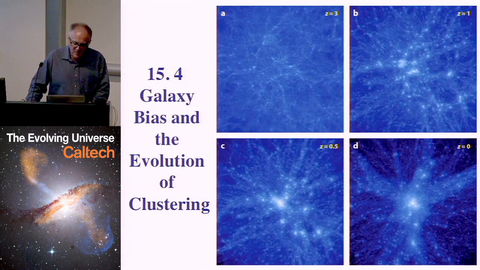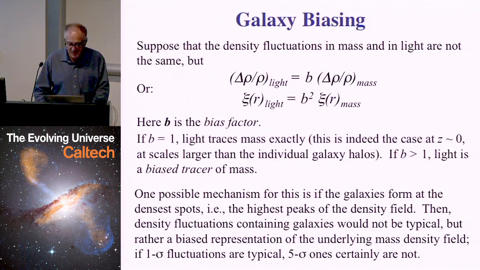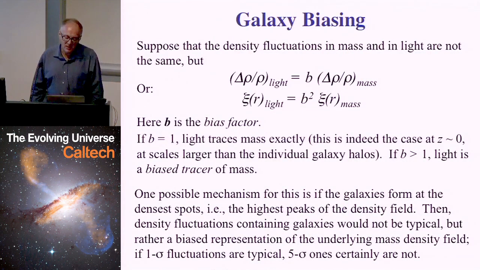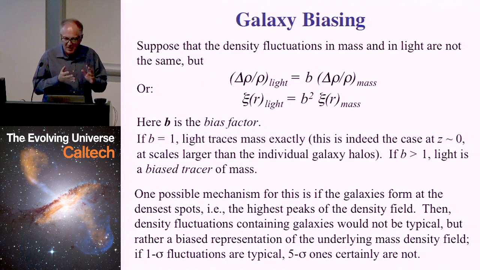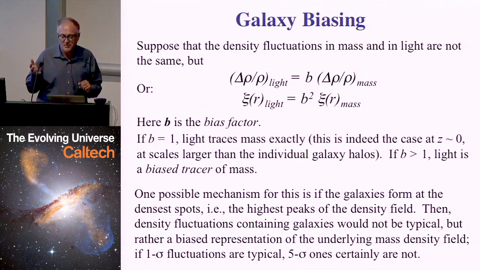So let's now see how clustering evolves in the universe, and that introduces an interesting phenomenon called galaxy biasing, which I hinted at already. What's meant by this is exactly what we implied: you can observe structures in light, some differential density amount, excess or deficiency divided by the mean. So the relative variations in density of light are somehow related to the relative variations in density of mass.